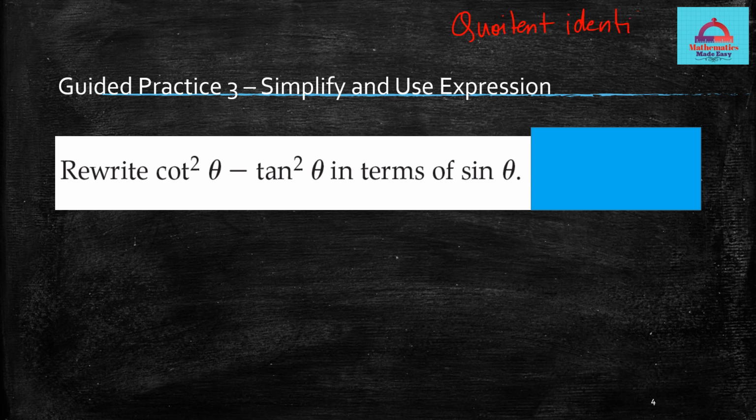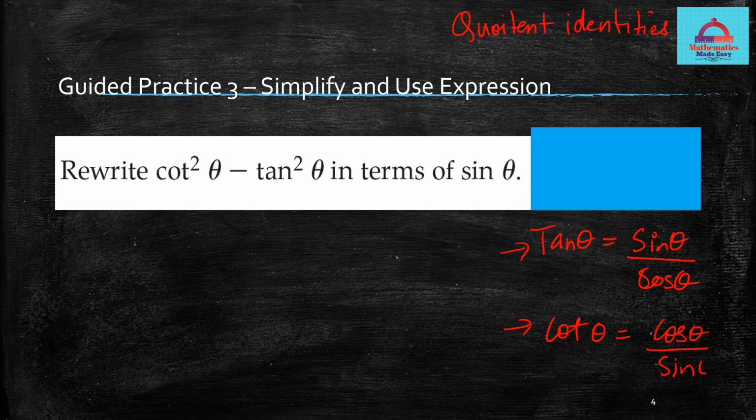So what is the quotient identity? The quotient identity for tan theta is that you get tan theta by dividing sine theta with cos theta. I also use the quotient identity for cot, which is the reciprocal of tan, so cos theta divided by sine theta. So I'm going to plug in everything here in this expression.